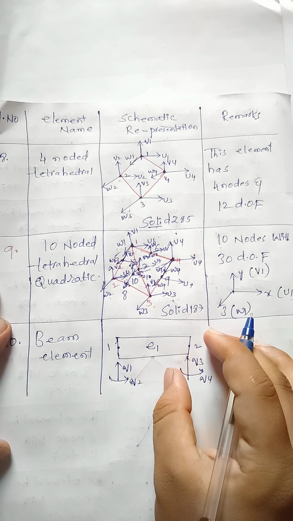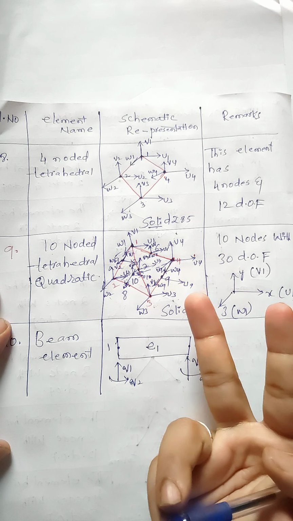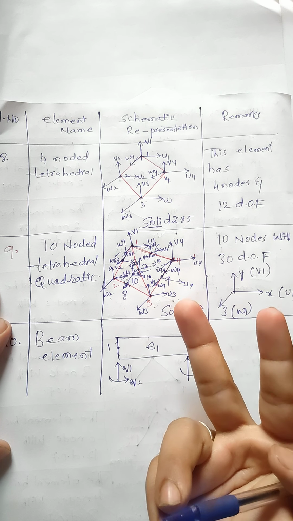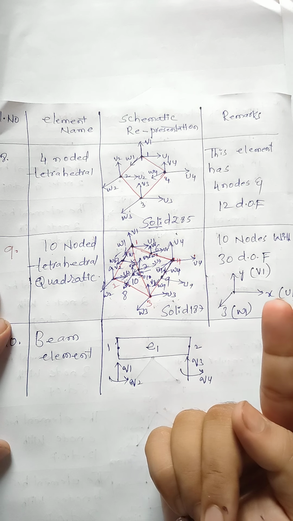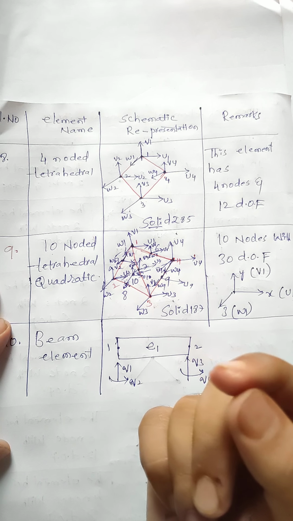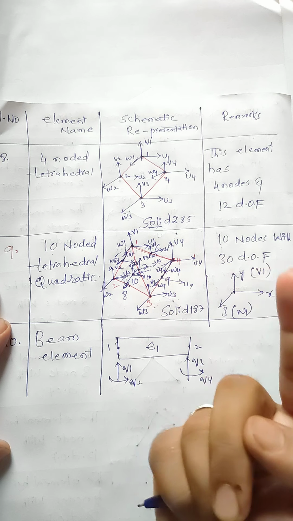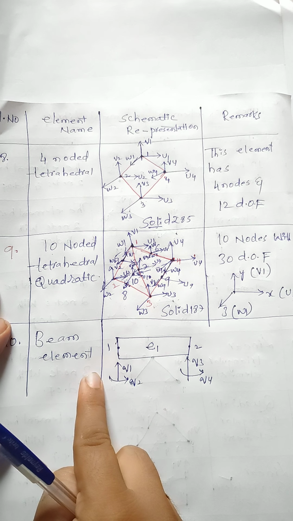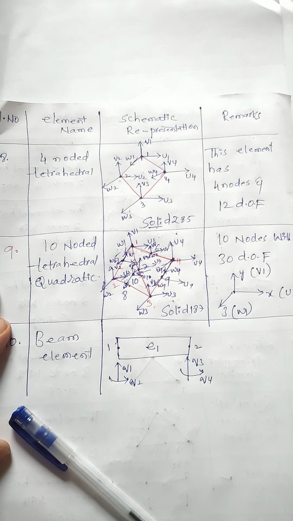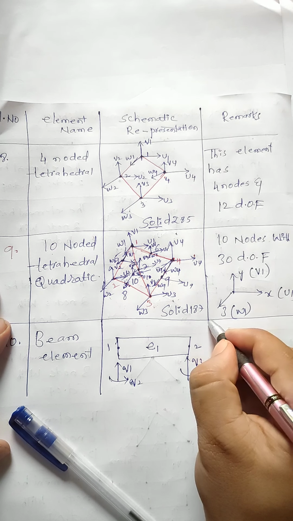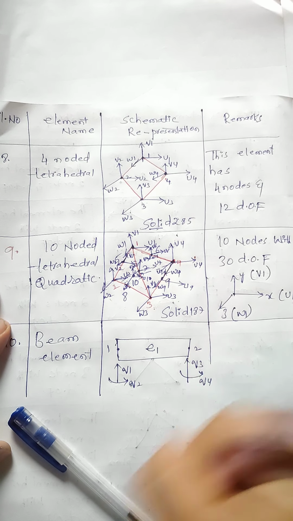So in this case of beam element, each node has 2 degrees of freedom. Is it right? Each node has 2 degrees of freedom along one Cartesian coordinate, and another one is the rotational axis. One is Cartesian coordinate, another one is rotational axis. That's why we can say it is a beam element.